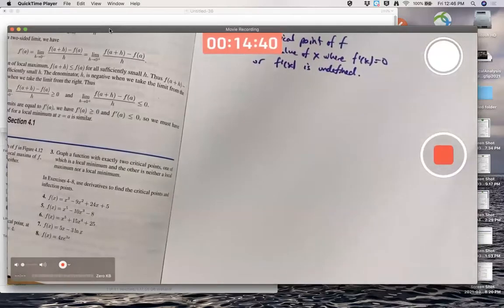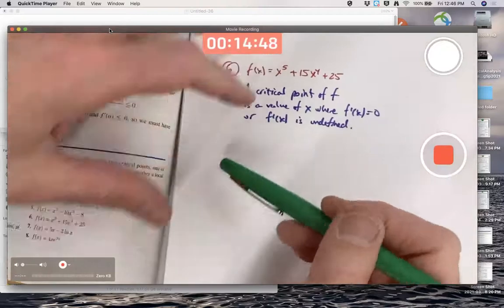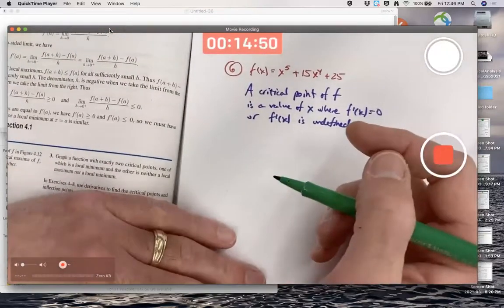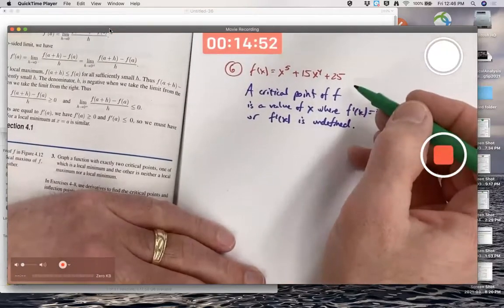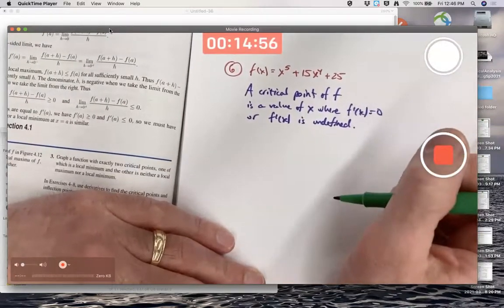So what do you have to do? You've got to find the derivative and solve for where it's undefined or 0. In this case, since the function is a polynomial, it's always going to be defined. This is differentiable everywhere. So we'll only look for where it's 0.